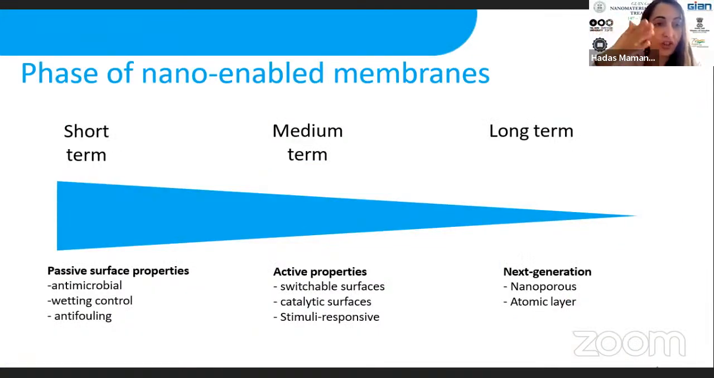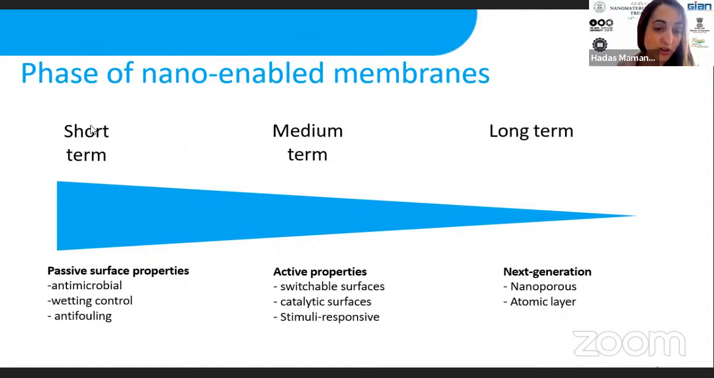Now, if we look at the trends, where are the trends in nano-enabled membranes? We have the short-term trends, which is what's happening now. We have the medium-term trends, which is what is being done in research laboratories. It's not applied yet, but it's being studied in labs. And then we have the long-term, which are the next generation membranes, which have a long path to reach something that can definitely be commercialized. Okay, so these are the different trends.